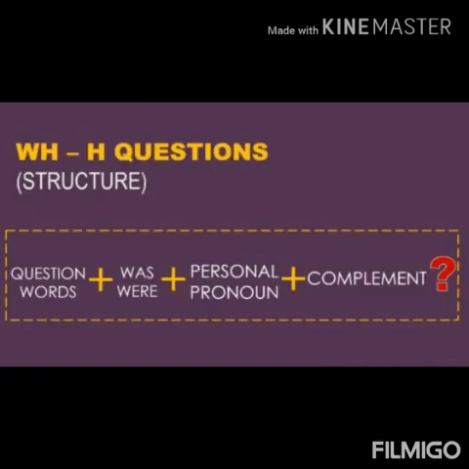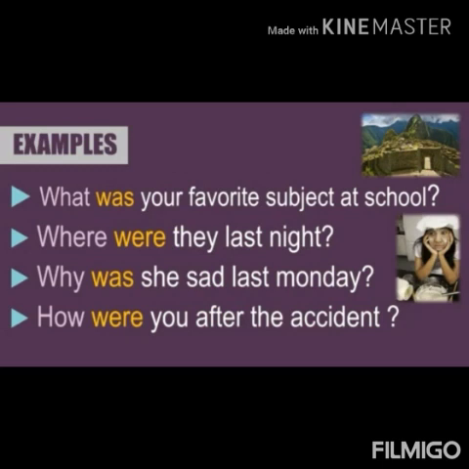Now let's move to WH question. WH question, we use question words like what, when, where, who. Okay, so we start by those question words plus was or were plus personal pronoun plus complement or subject, and don't forget to write question mark at the end because it's a question. Look at those examples.